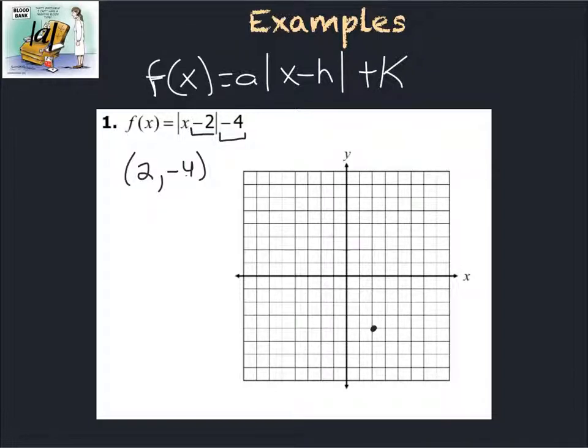Now a, what number is in the a position? Because that's going to tell us our slope. Well, it might not seem like there's a number, but there is. There is a number there, and that number is 1.